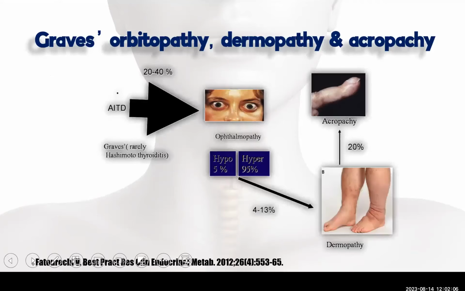Definitely, if you are dealing with a patient with Graves' disease, they may present with extrathyroidal manifestations in the form of Graves' orbitopathy, dermopathy, or acropathy. So orbitopathy is estimated to occur in 20 to 40% of the patients with Graves' disease. In 5 to 10% of these patients, they may have accompanying dermopathy, and in about 20% of patients with dermopathy, they may be complicated with acropathy.